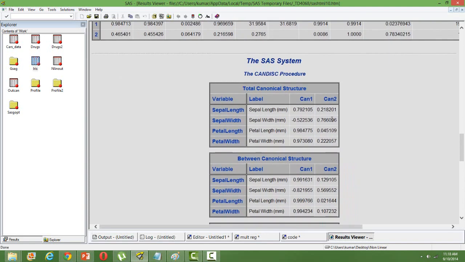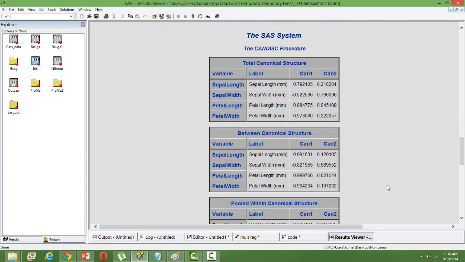So finally we'll have two canonical variables in place of four original variables. That's why we call it a reduction technique, where we come down from four variables to two variables. The canonical structure can be studied for grouping purposes, and also to see how the original variables are correlated to the canonical variables and the strength of the relationship.